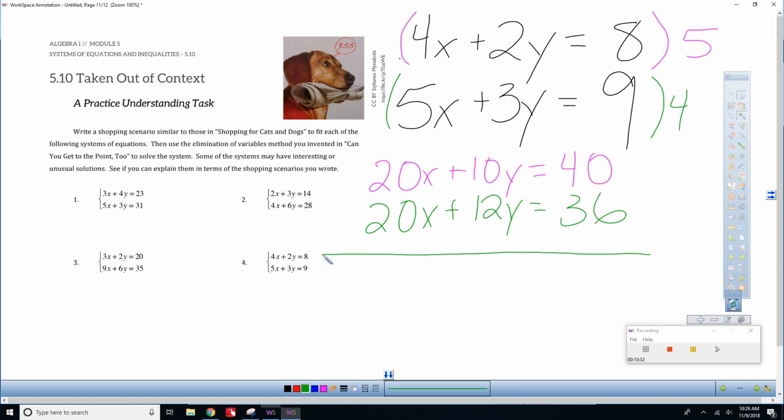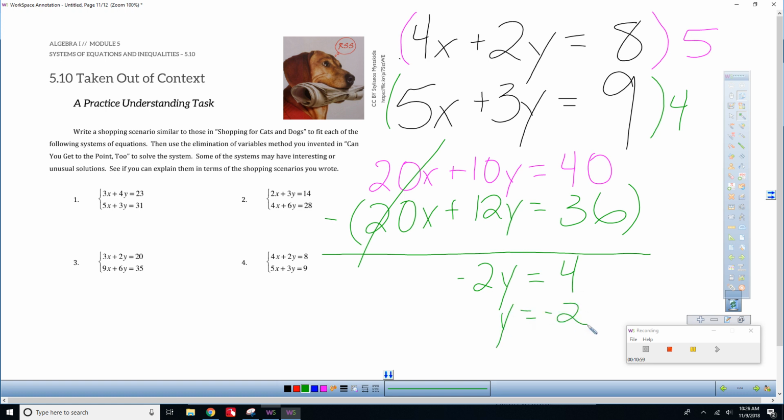We are going to get a solution here, and it's going to be negative, which means the bananas, they're paying you to take the bananas. So I'm going to get as many bananas as I can. Subtract them. What do you get, Carson? 20x minus 20x is zero. 10y minus 12y is negative 2y equals 4. Divide each side by negative 2, and you get y equals negative 2.